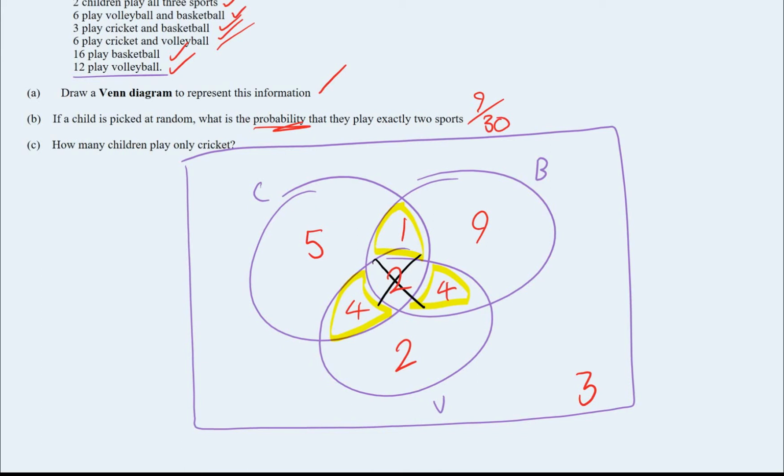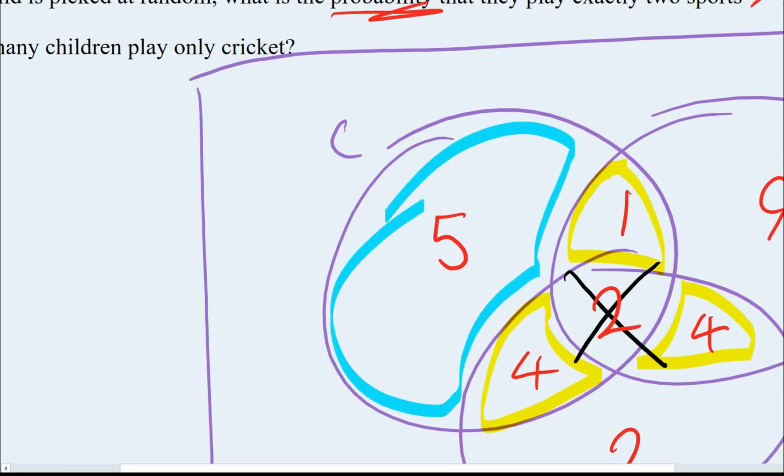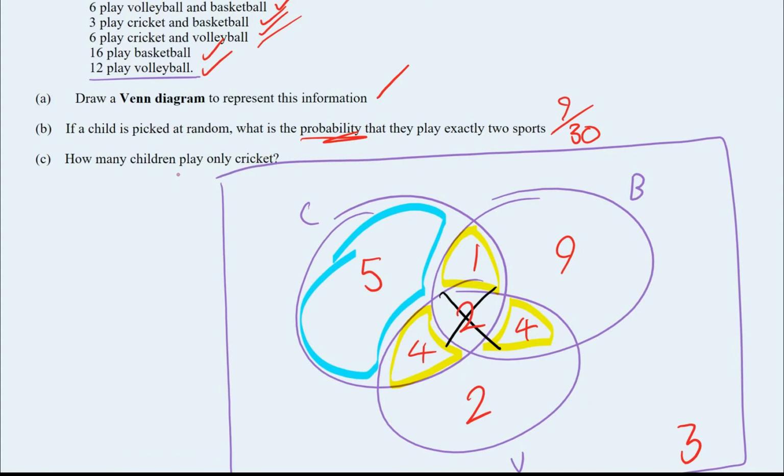And lastly for part C, how many children play only cricket? Only cricket means the cricket circle, but nothing it's overlapped with. So for only cricket, it's basically this group here. And again, there are 5 children who play only cricket.